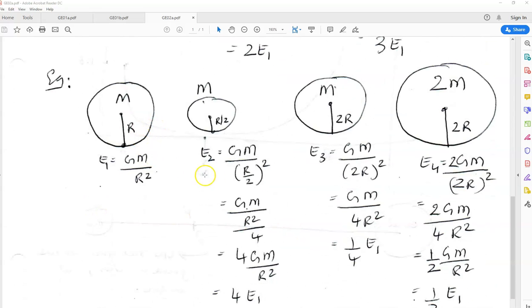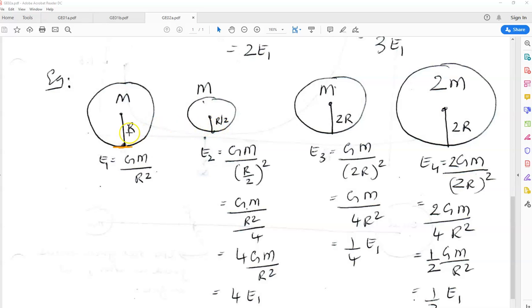So likewise, I've got a few examples of what happens when you change the radius or the distance. Here I have a standard object with radius r. To find the gravitational field at a distance r, if you look at this diagram, the distance r is nothing but the surface. So you can also say the value of the gravitational field on the surface of this object is GM by r square.